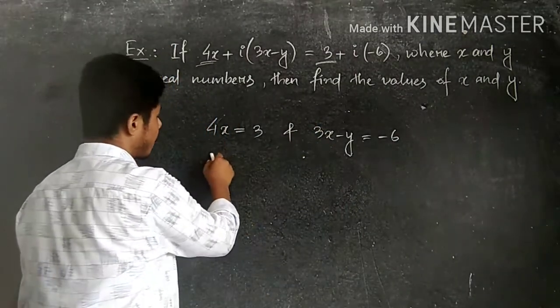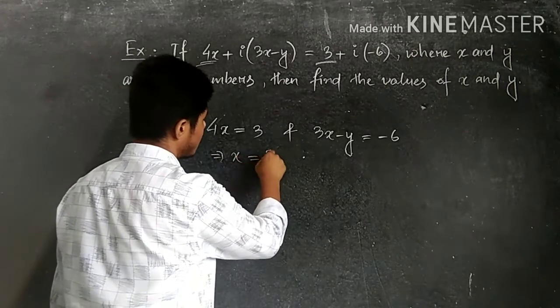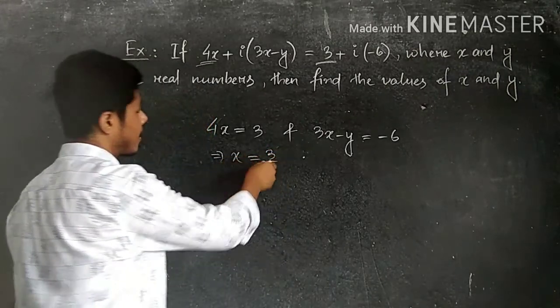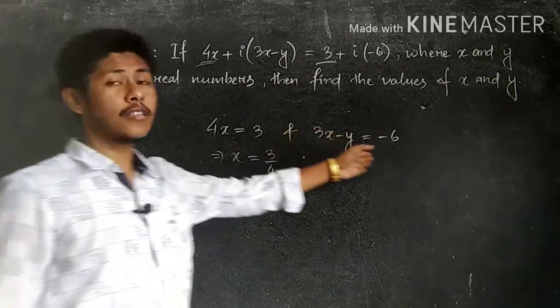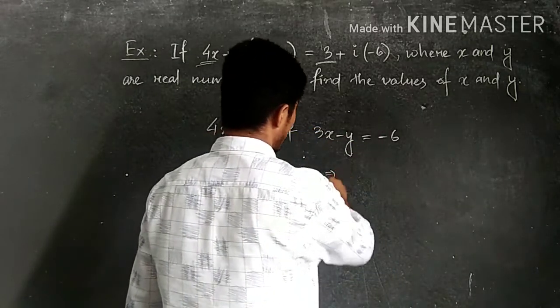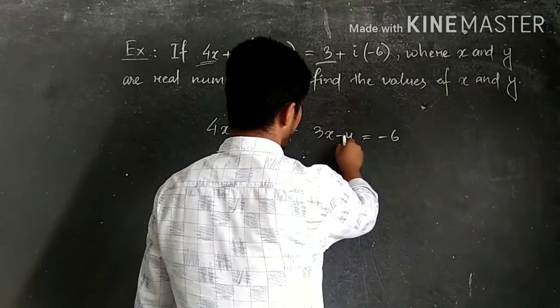So from here we can say x equal to 3 by 4. We write x equal to 3 by 4, and in the other equation we have 3x minus y.